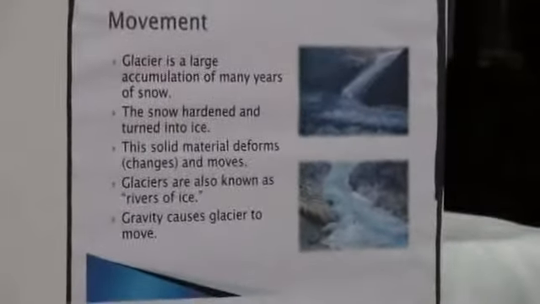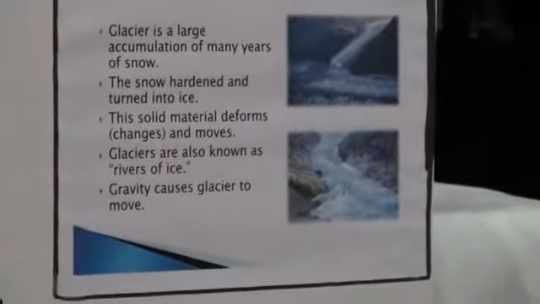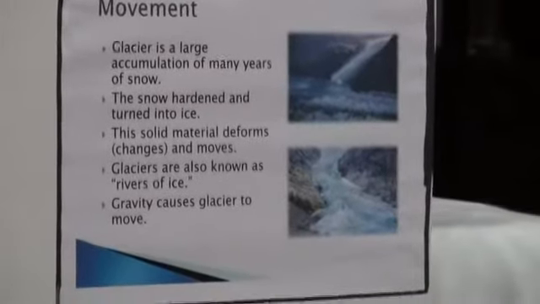The movement. Glacier is a large accumulation of many years of snow. The snow hardens and turns into ice. This solid material deforms and changes and moves. This glacier is also known as a river of ice.